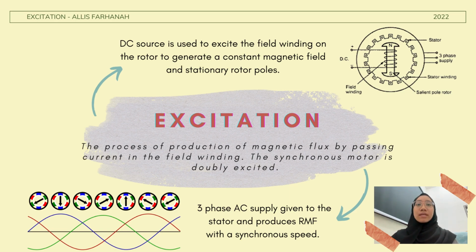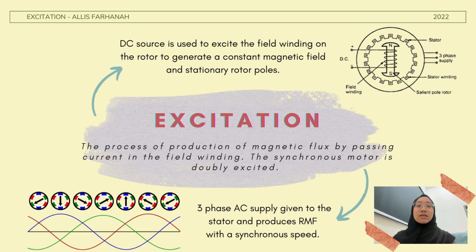Now I will begin with the first part of its principle of operation, which is excitation. What is excitation? Excitation is the process of producing magnetic flux by passing current in the field winding. And this synchronous motor is doubly excited, whereby both the stator and the rotor are excited separately.